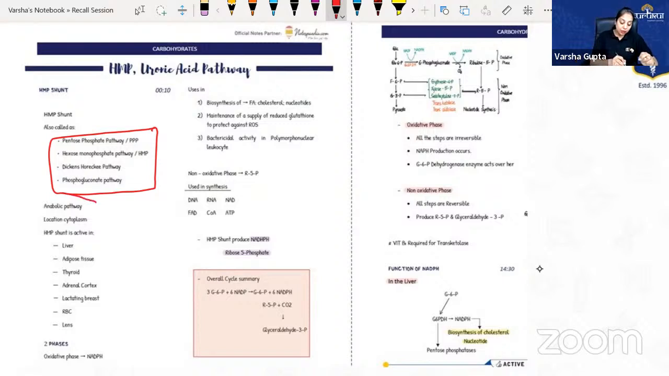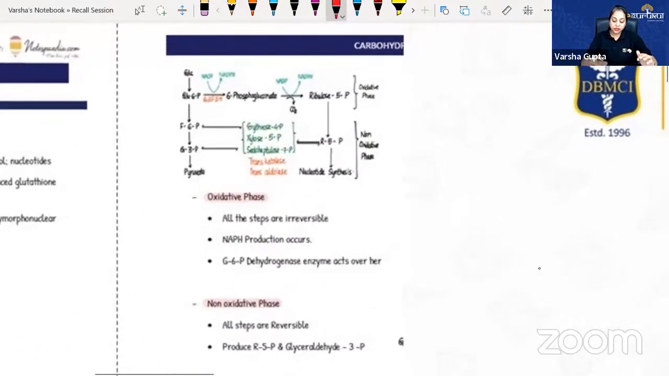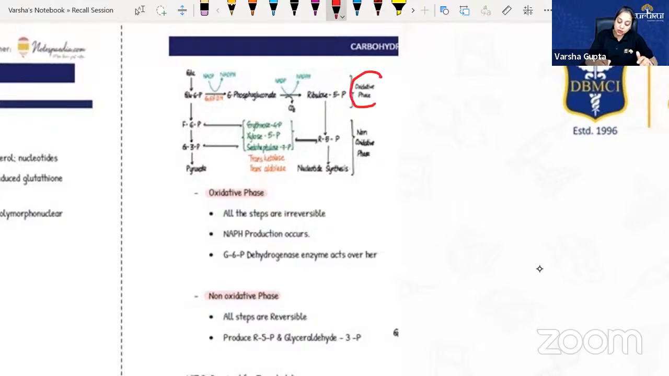And it is an anabolic pathway. It does the synthesis in the cytoplasm. We know there are two important things involved. One phase is the oxidative phase that gives you NADPH. Another phase is the non-oxidative phase that gives you ribose 5-phosphate. We have done this in the class, oxidative phase and non-oxidative phase. The oxidative phase is irreversible.